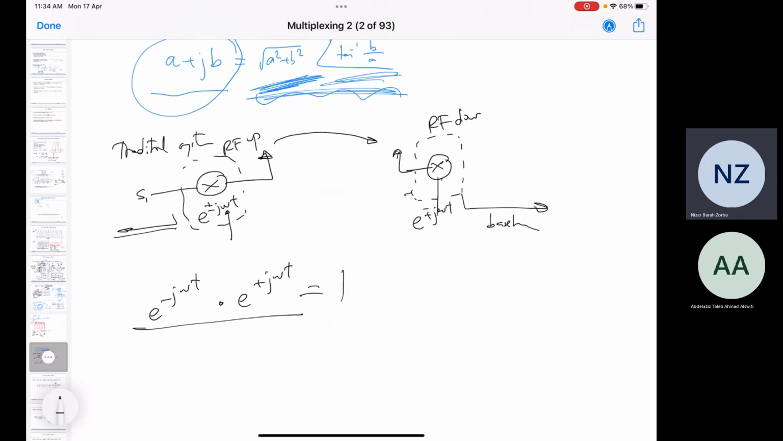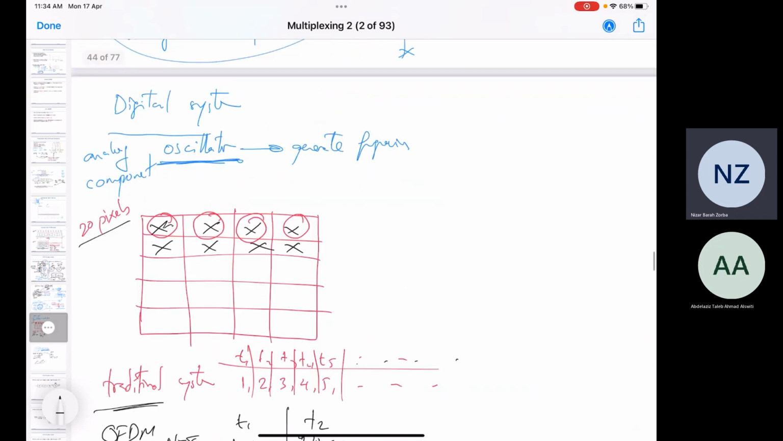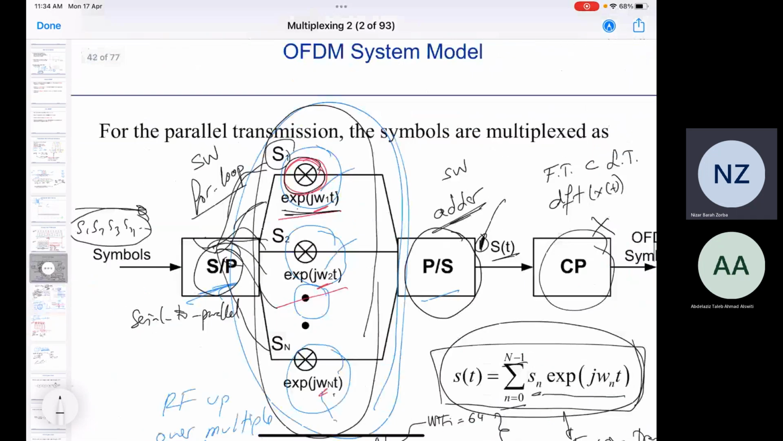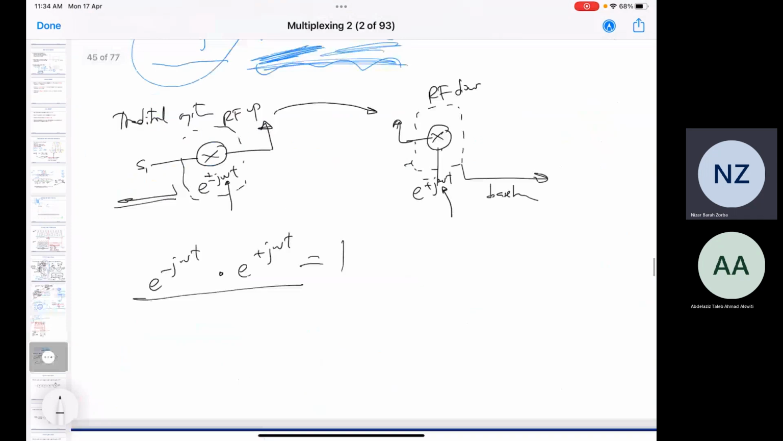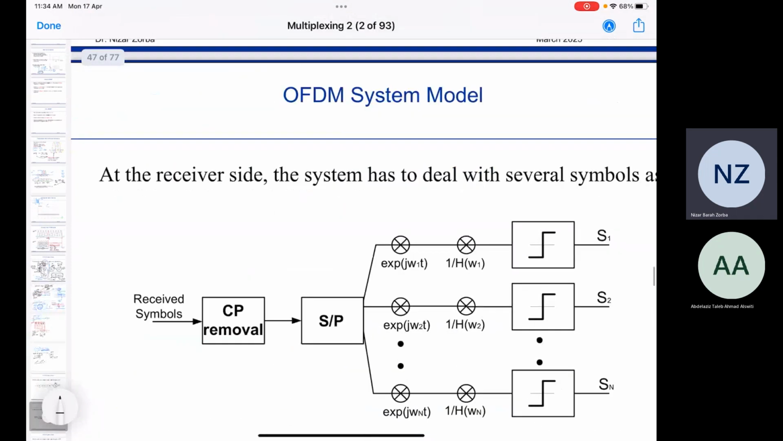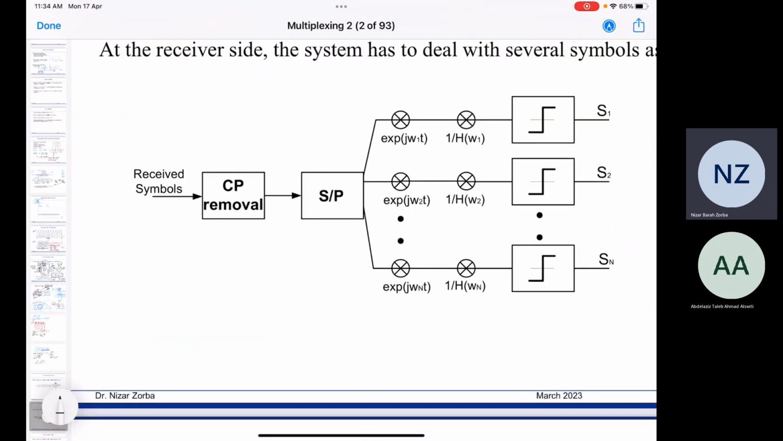Okay, but subbands, keyword. So here we don't have one single frequency at the receiver side. We have several frequencies. This is why at the transmitter we did not use one RF up, but several RF up. So what do I have to do at the receiver? Several RF down.